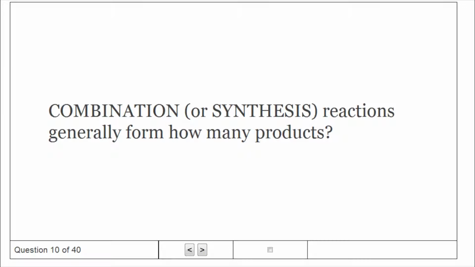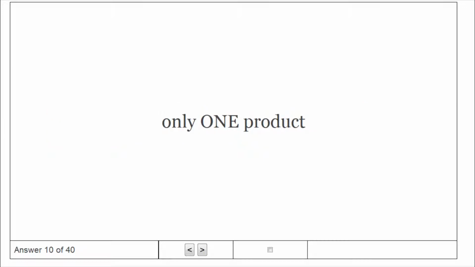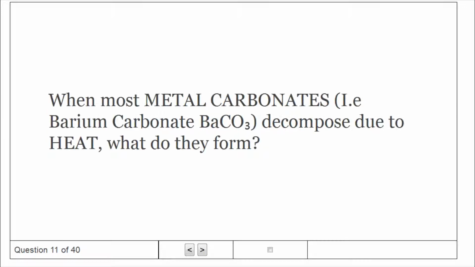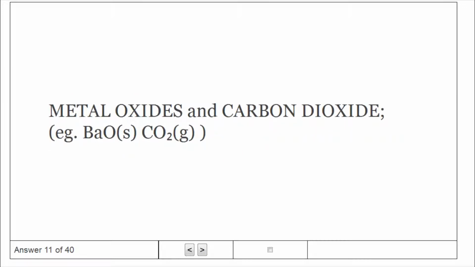Combination reactions generally form how many products? Only one product. When most metal carbonates decompose due to heat, what do they form? Metal oxides and carbon dioxide, CO2.